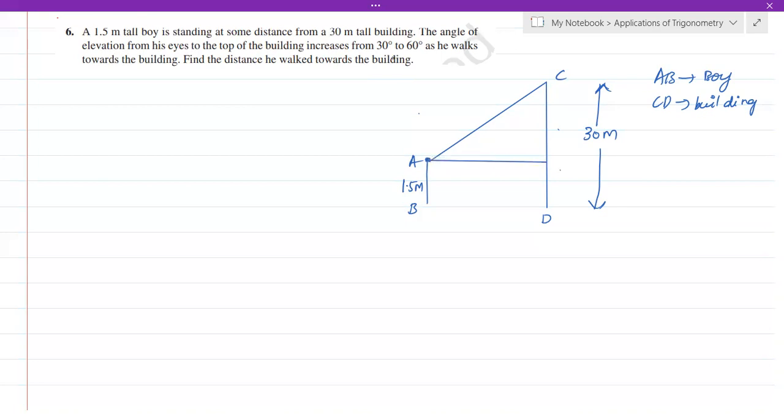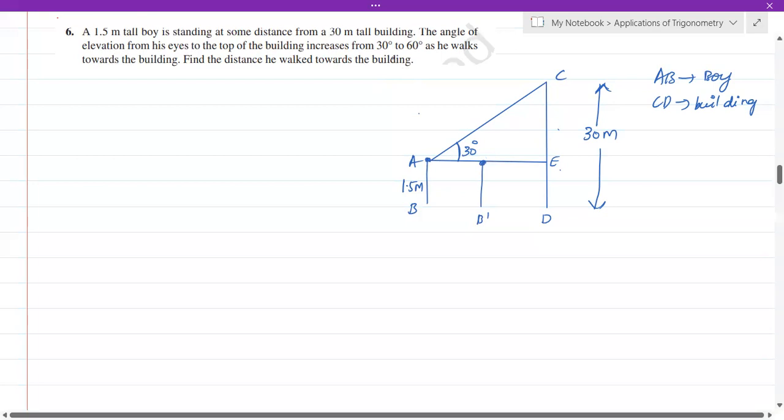Let's take this point to be E. That will be the horizontal line of sight. So this is the angle of elevation. This angle of elevation increases from 30° to 60°. Initially it is 30°. Now this person AB is walking towards the building. Let's say after some time he is here. Let's denote it as A dash B dash. A dash B dash is the same person, and now after some time he is at this position.